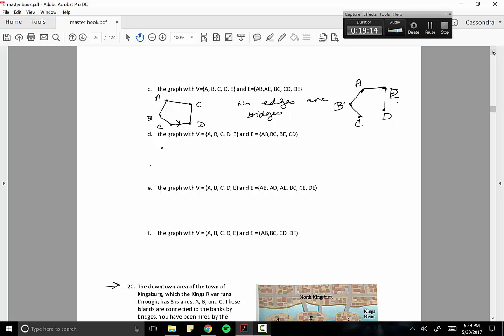Here, all of the edges are bridges. A, B, C, D, E. A B, B C, B E, C D. All of these guys are bridges. Because if I remove any of them, it would break apart this graph in different ways. These guys are the exact same.